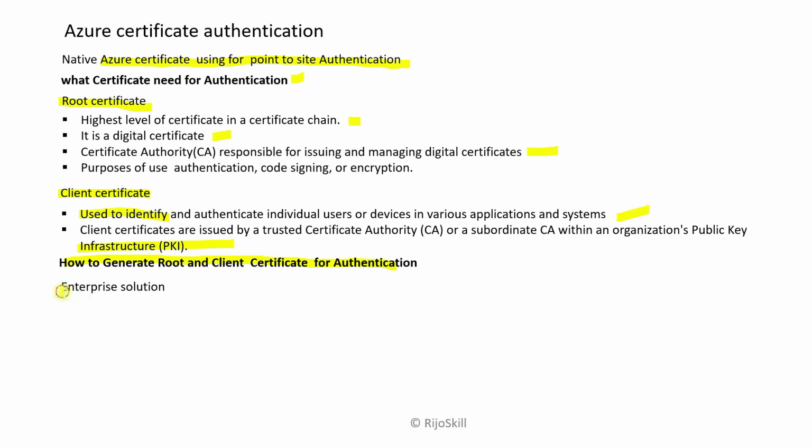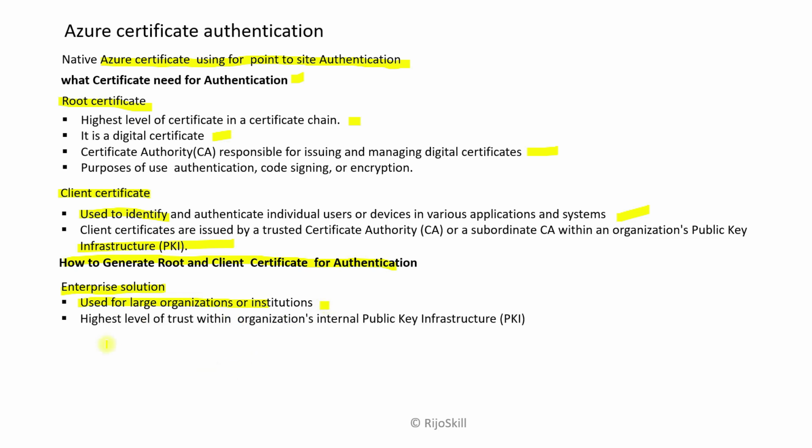So how can we generate the root and client certificate for the authentication? The first method is the enterprise solution. So what is enterprise? It is used for large organizations and institutions with the highest level of trust, with the organization's internal public key infrastructure, and the certificate is signed by the organization's internal hierarchy. So this one you need to create for your Active Directory Domain Services and CS service. This is the enterprise solution. You can create the root and client certificate through the enterprise solution.